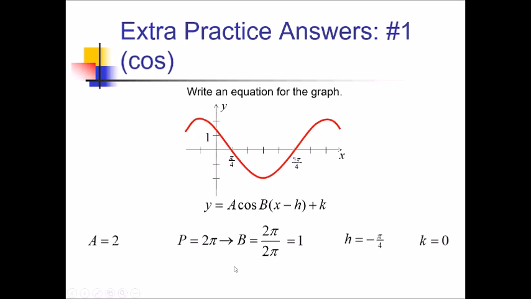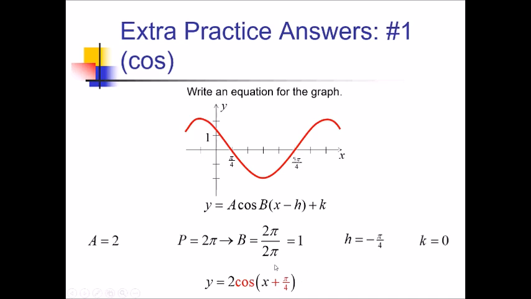So when I write my formula, I still have a 2. Now I've got a cosine with an invisible 1 that I'm not going to write. The other difference, though, is now I've got an x minus negative pi over 4, or x plus pi over 4. Still have a k value of 0 that we don't have to write, so this is our cosine version of this.